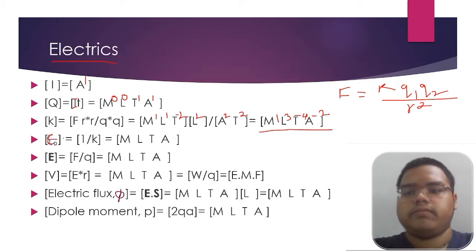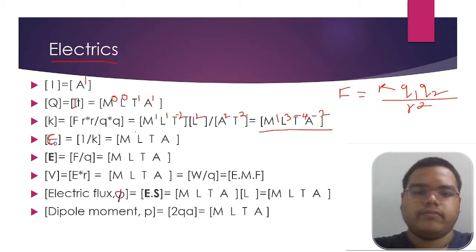Next, epsilon naught or permittivity of free space will have the dimension of 1 by this k, which will be equal to M to the power minus 1, L to the power minus 3, T to the power 4, A to the power 2.